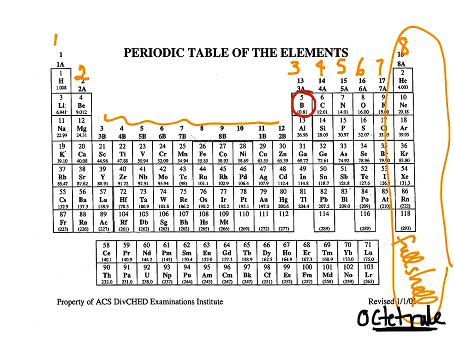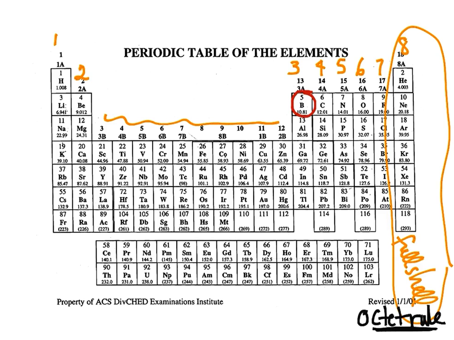The octet rule states that atoms will gain, lose, or share electrons until they have a full valence shell. For most elements, that means 8 valence electrons. Obviously, for hydrogen and helium, that means that it only will fill with 2.